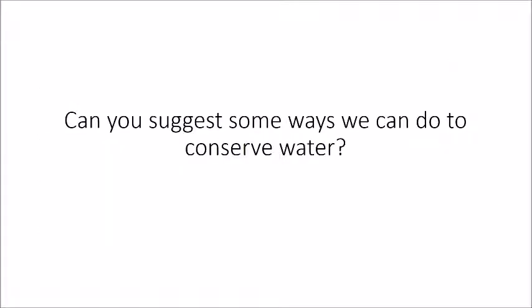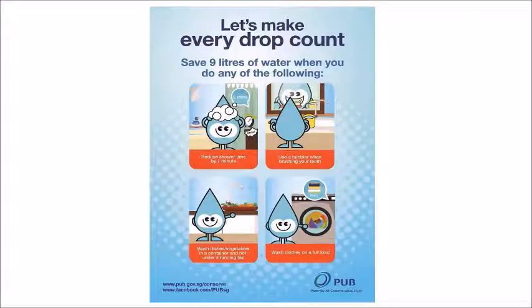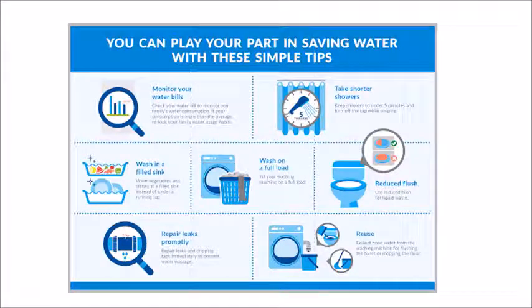Can you now suggest some ways we can do to conserve water? Let's make every drop count. So you can save 9 liters of water when you do any of the following. For example, reduce your shower time by a minute, use a tumbler when brushing your teeth, wash dishes or vegetables in a container and not under a running tap, and wash clothes on a full load. You can also make it a habit to monitor your water bills, use the reduced flush, repair any leaks promptly, or even reuse collected wastewater from the washing machine for the flushing of toilet or mopping the floor.